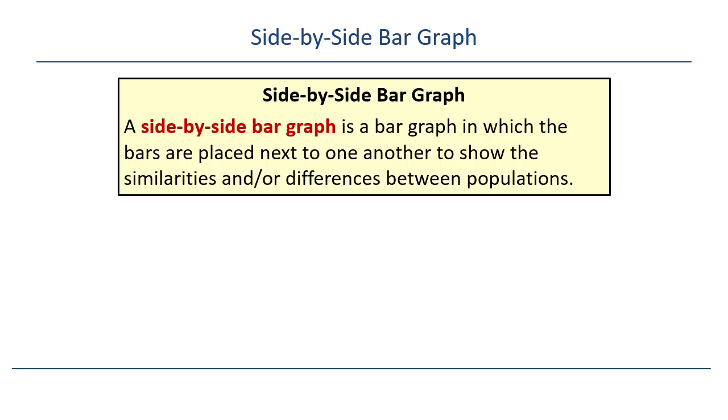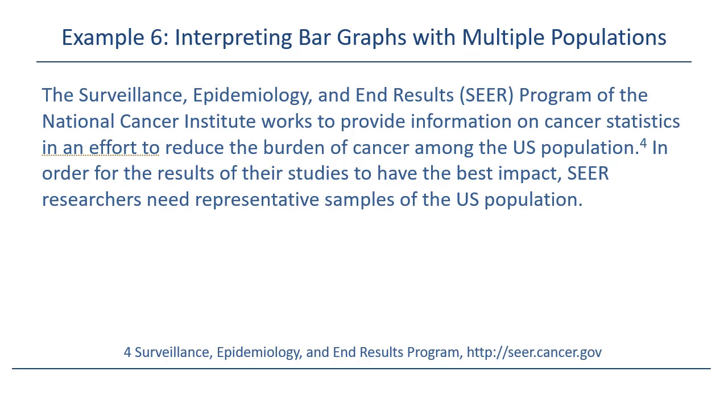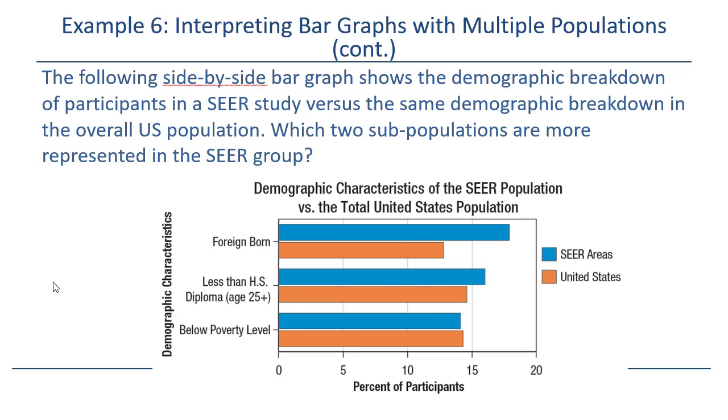Okay, a side-by-side bar graph is just a bar graph where the bars are placed next to each other to show similarities or differences between two different populations. So here's an example where we're looking at the Surveillance, Epidemiology, and End Results Program of the National Cancer Institute provides information on cancer statistics. In order for their results to have the best impact, they need representative samples of the U.S. So in this case, we have SEER areas and then United States.